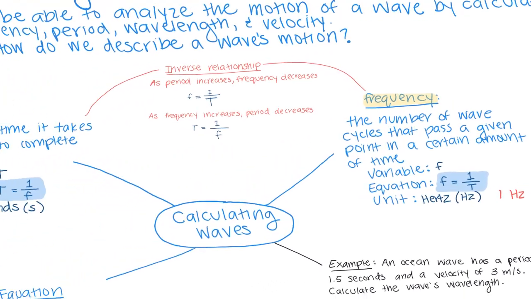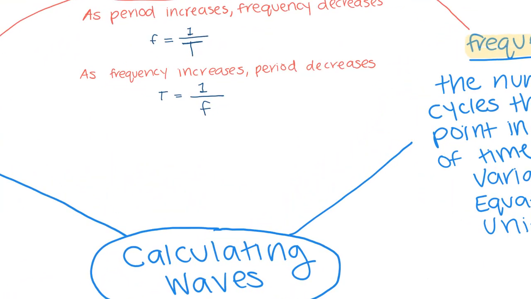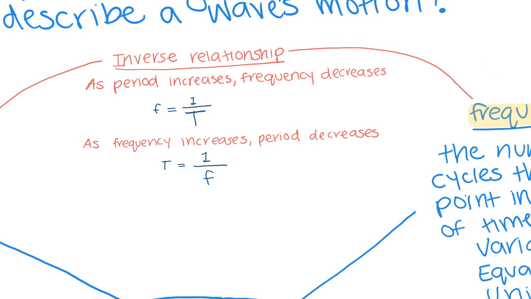So this relationship, and I'll zoom in so y'all can get a better sense of this, is what we call an inverse relationship, meaning that both of these variables are related to each other, but they tend to increase or decrease in opposite directions. So as period increases, frequency decreases. We can see that play out here, right?